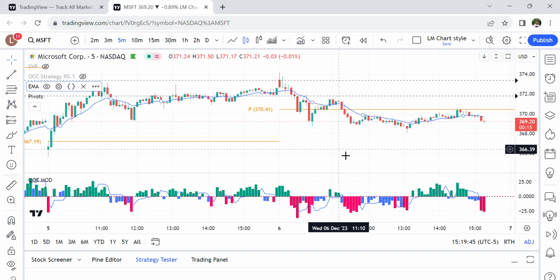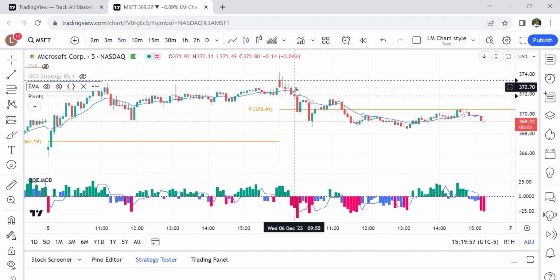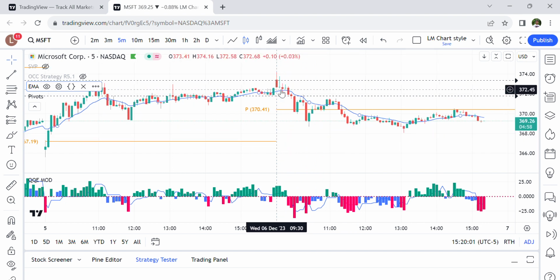But there is one more thing to consider. Try to enter your trade as near the EMA line as possible, means as close to the EMA line as possible. For example, this is the start of my day today. Today is 6th December 2023, 9:30 a.m. If you see here, you can see the time.